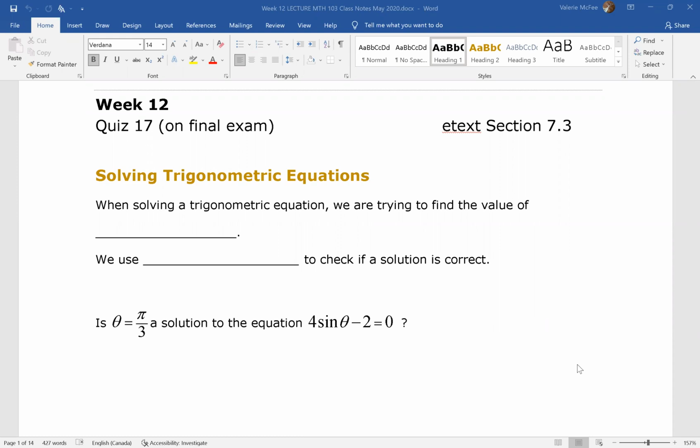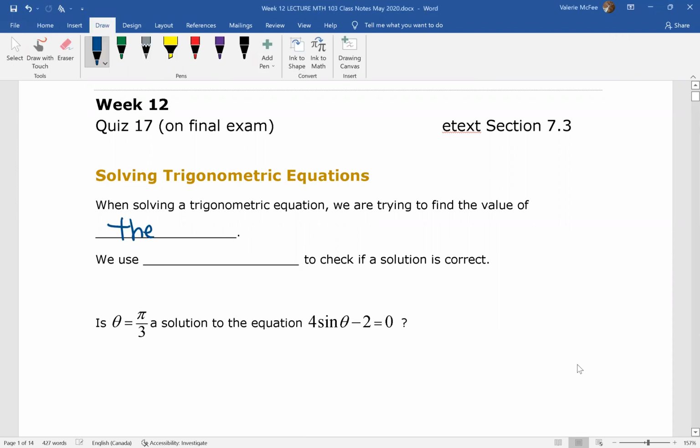So when we're solving a trigonometric equation, we're trying to find the value of theta, the angle measure. And we're going to use substitution to check if an answer is correct. So that means whenever you solve an equation, you can use substitution to see if you solved it correctly. So we're given an equation here, 4 sine theta minus 2 equals 0. And we're asked to check, is theta equals pi by 3 radians a solution? We're going to use substitution to see if it's true.